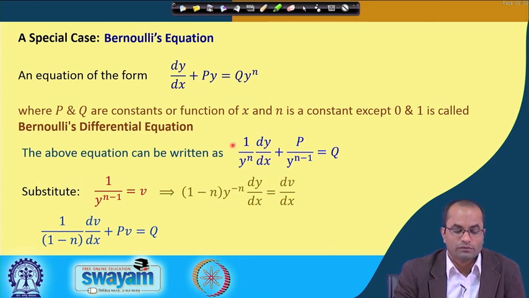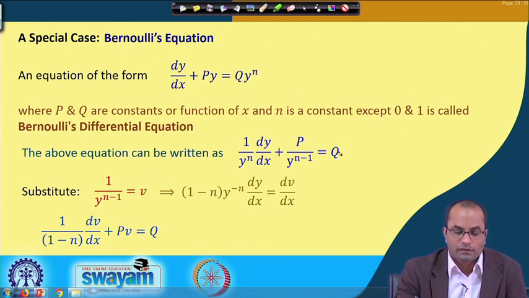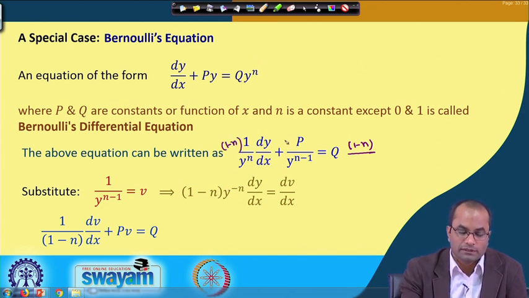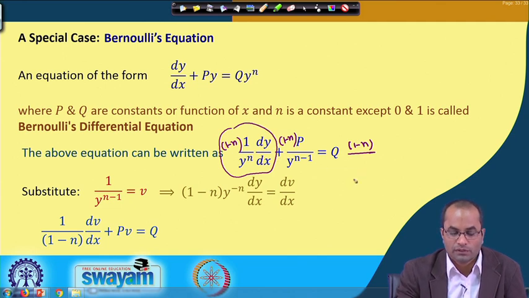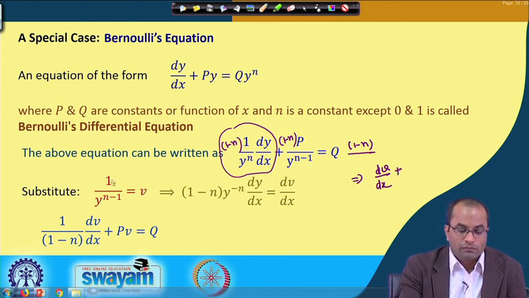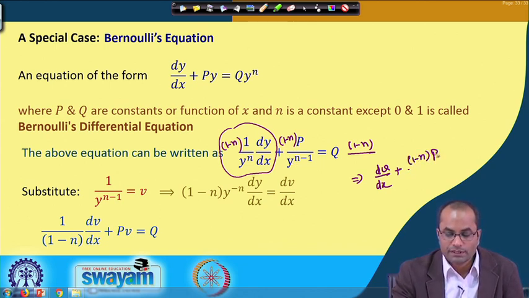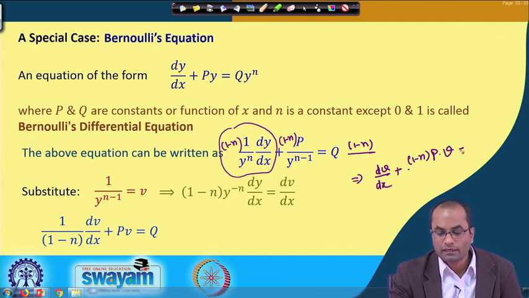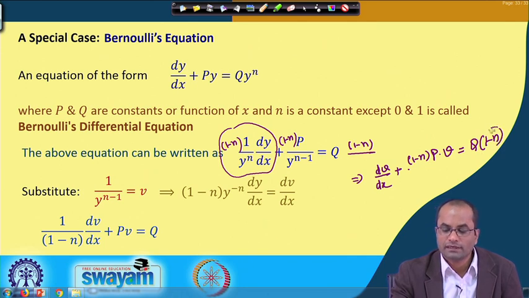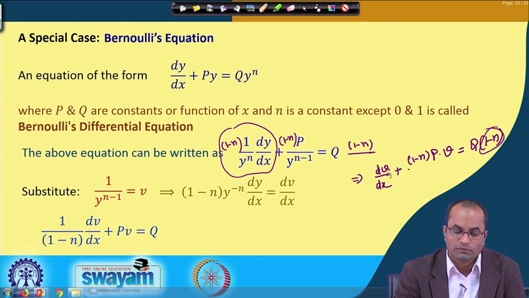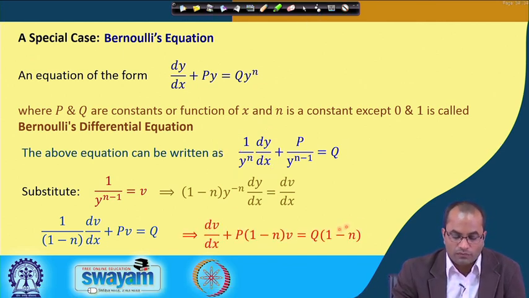So, we can think in this way. We multiply this whole equation by 1 minus n. So, we have multiplied here 1 minus n, here also 1 minus n, and there also 1 minus n. So, this 1 minus n and y power n minus 1 with dy over dx will become dv over dx plus this 1 minus n p, and this 1 over y power n minus 1 will be v, and the right hand side q with 1 minus n, and then we can divide again with this 1 minus n factor. So, we will get here 1 over 1 minus n dv over dx plus this p v is equal to this q, or we can write down in this form itself.